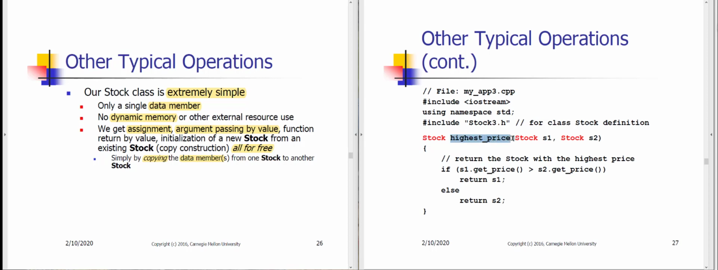Here we have a function named highest price. We're passing in two stock objects by value. Internally within this function, we're using the parameter names S1 and S2. We're using getPrice in each of those, and if the price of the left-hand stock is greater than the price of the right-hand stock, we're returning a copy of the left-hand stock. Otherwise, we're returning a copy of the right-hand stock.